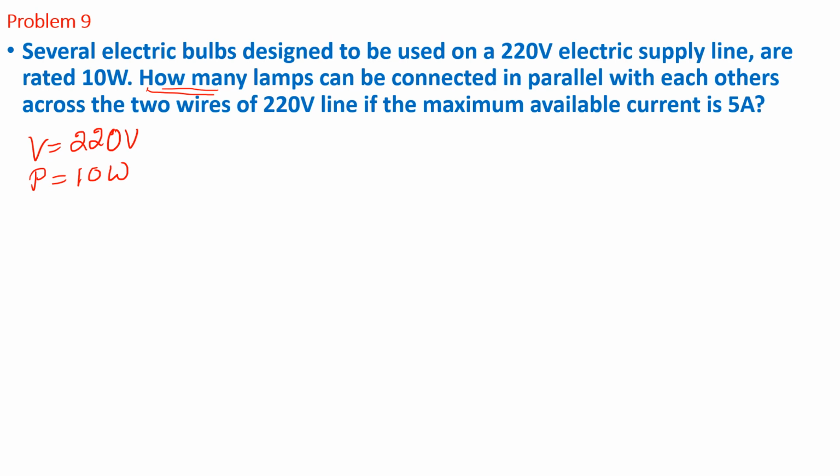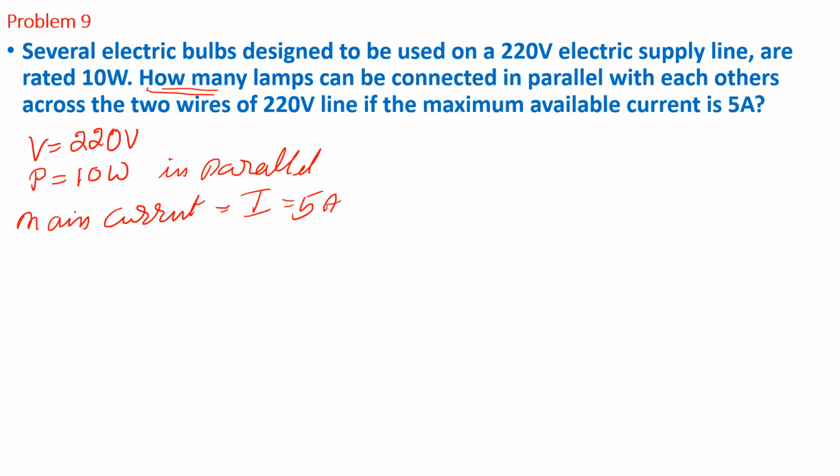So what is the condition? How many such lamps can be connected in parallel? They need to be connected in parallel. Many such n number of bulbs to be connected in parallel across the two wires of 220 volt. If the maximum available current, that is the main current through the circuit, I, is equal to 5 amps. This much is the given value.